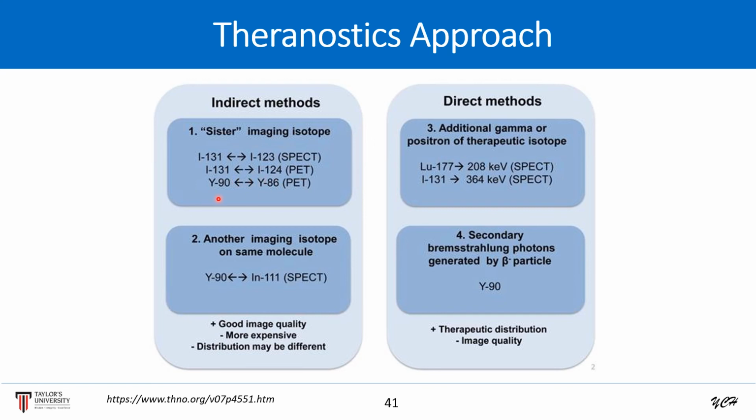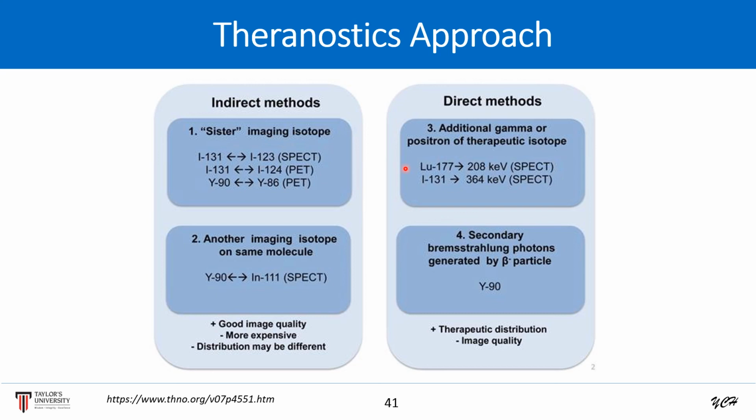And for yttrium-90, we can use yttrium-86 for PET scan. Another approach is using another imaging isotope on the same molecule. For example, yttrium-90 DOTA-TET is used for the treatment of neuroendocrine cancer. When we want to do whole body imaging, we can replace yttrium-90 with indium-111, and that allows us to do SPECT images. Using this indirect method, it will produce good image quality. But of course, the method is more expensive because 2 different isotopes are involved, and also the distribution might be different. Whereas in direct methods, we can use additional gamma or positron emission of the same therapeutic isotopes.